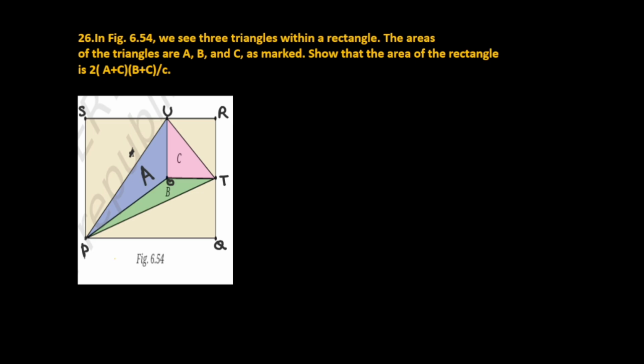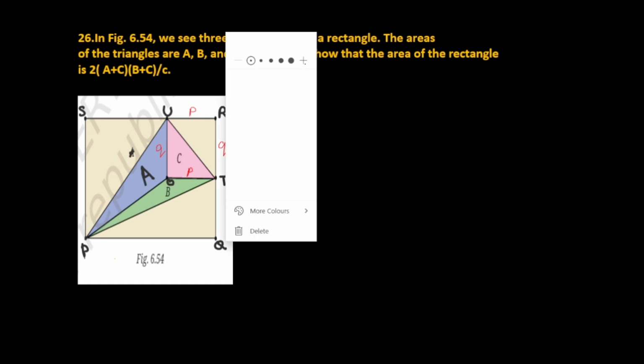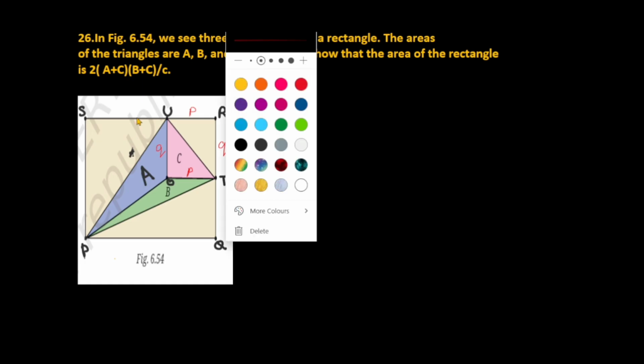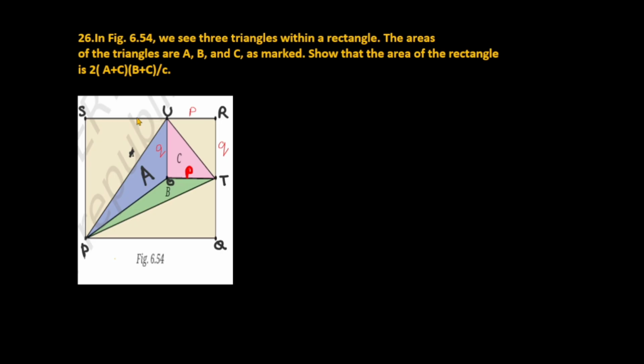Now say the lengths. Say OT, length of OT is P units, length of OU is Q units. Then if OT is P units, then length of UR is also P units. Length of OU is Q units, means length of QR is also Q units. So this is P, Q. If this is P, parallel, this side is also P, this side is Q.